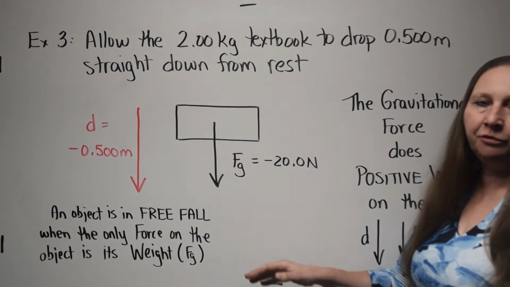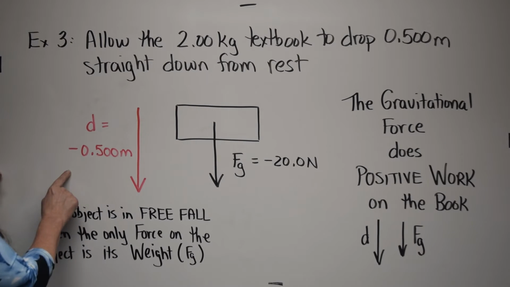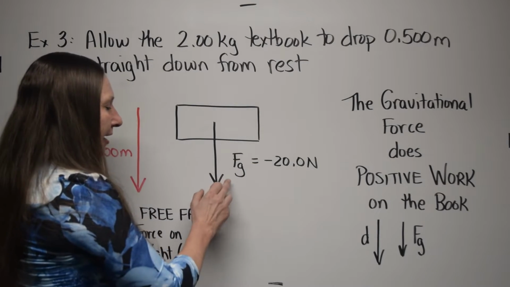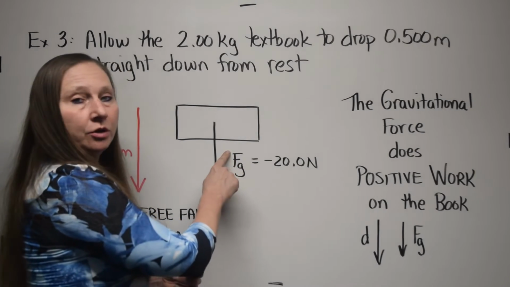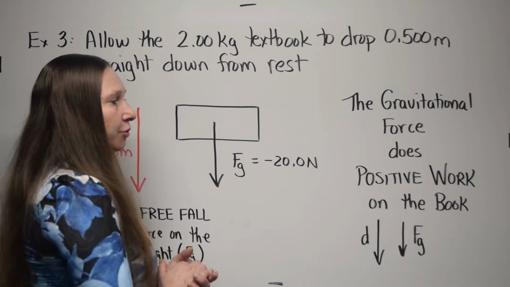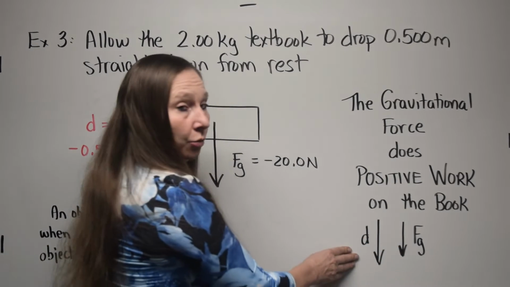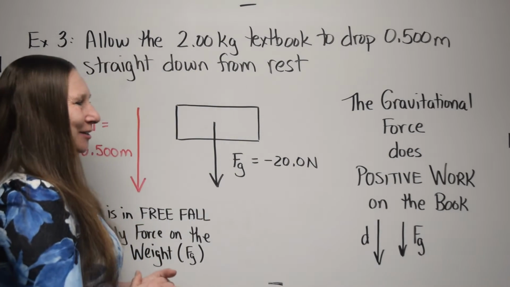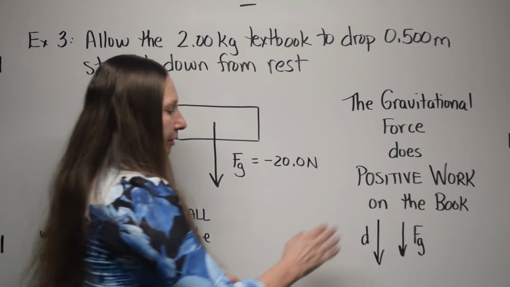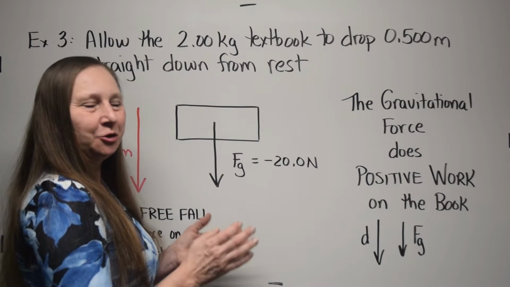So we allow the book to fall 1/2 meter. Now because it's falling down, we'll say that the displacement is negative 0.500 meters. We know that the weight, Fg, the gravitational force, is negative 20. Since the force that is doing the work is parallel to the displacement, the gravitational force does positive work on the book, and the reason it's positive work is because they're both going in the same direction.